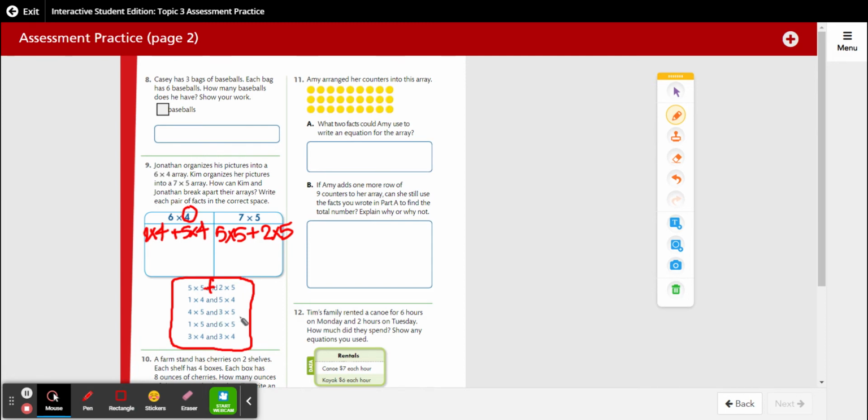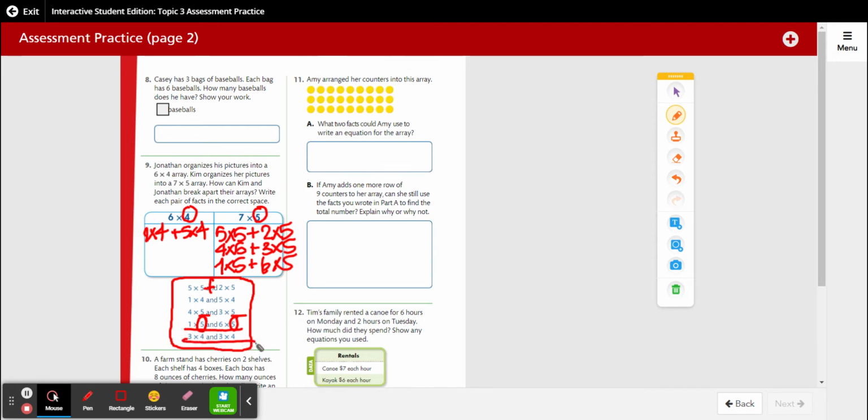4 times 5 and 3 times 5. So 5 is the factor that appears twice. 5 is a factor here in Kim's array. 4 and 3 make 7. So that array goes here. 4 times 5 plus 3 times 5. 1 times 5 and 6 times 5. Again, we have 5 as a factor. So 5 is a factor in Kim's array. And 1 and 6 make 7. So 1 times 5 plus 6 times 5 go here.